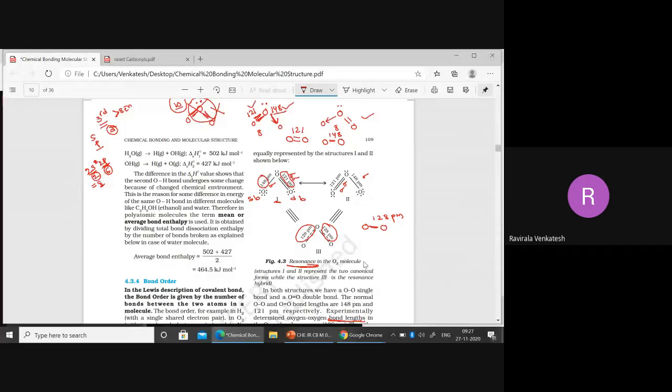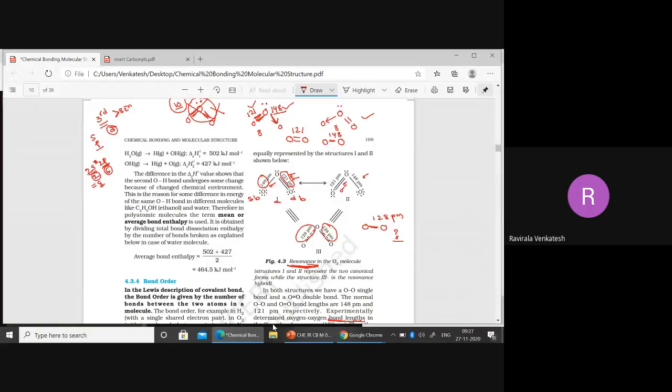These are theoretical values. But experimentally, by the X-ray diffraction methods, the bond lengths in ozone are the same. This one and this one, both are the same, that is 128 picometer. What is the reason if they ask? The reason simply what you have to give? Resonance. Isn't it? Resonance. You said something about intermediate. Intermediate we can say.